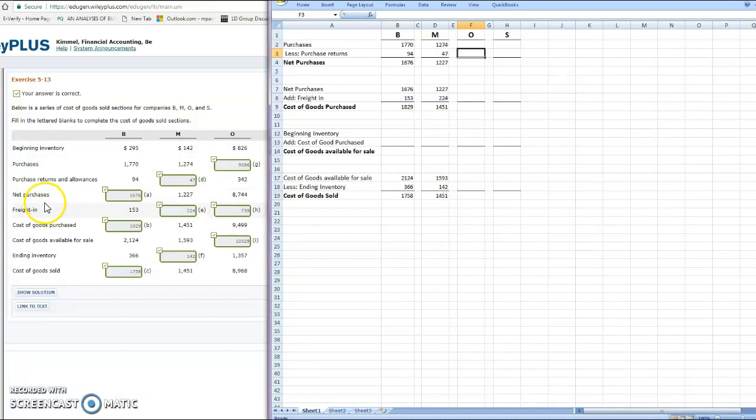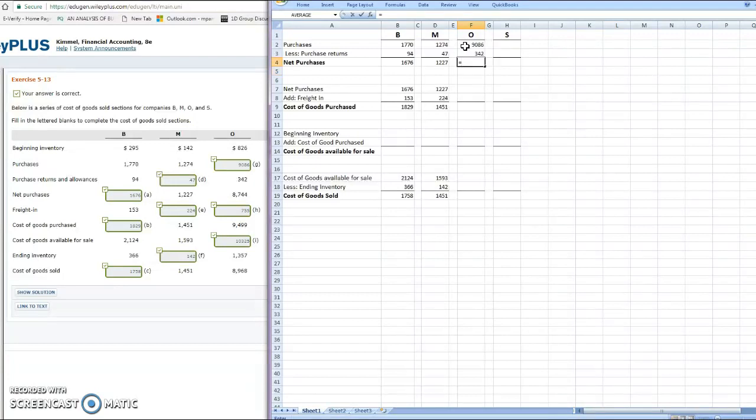We have the amount for our purchase returns and allowances, which is $342, and we also have our net purchases, which is $8,744. So the formula is purchases minus purchase returns equals net purchases. So we know if we take our net purchases, add in our purchase returns, we will get our purchase amount. So we'll take our net purchase, and we will add in our purchase returns, and that gives us $9,086. So we will put that in there.